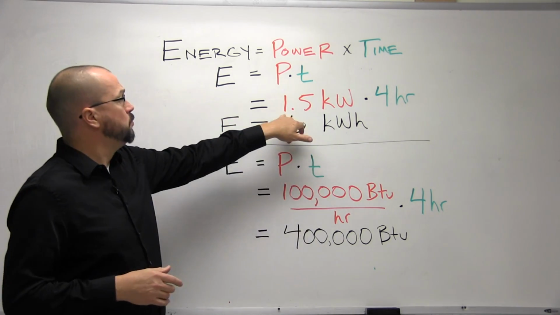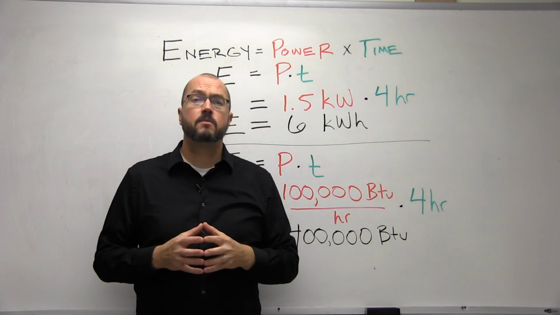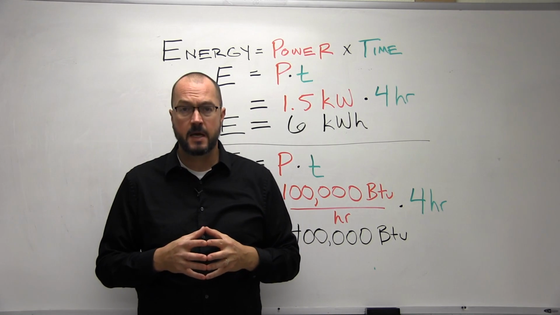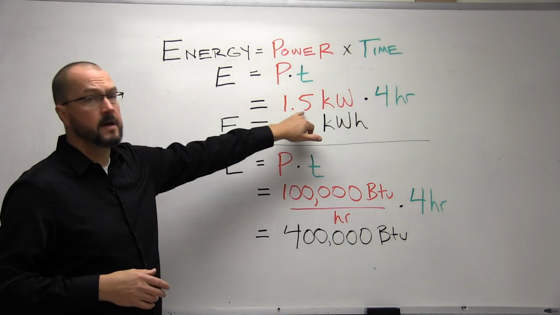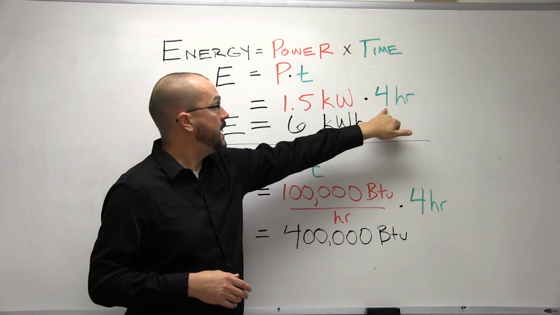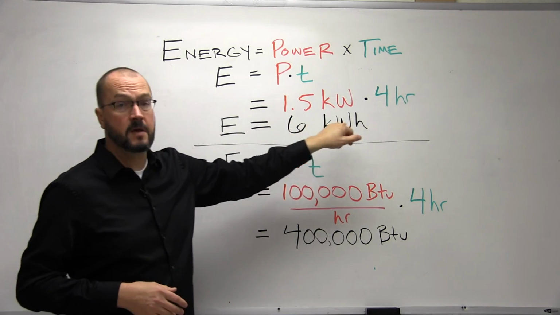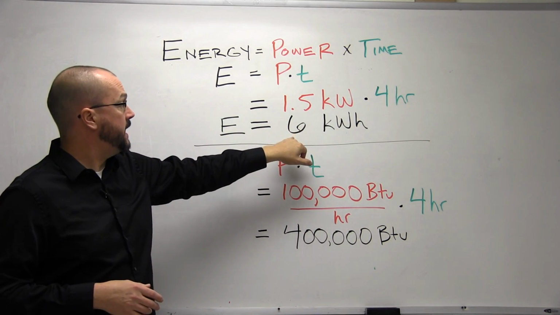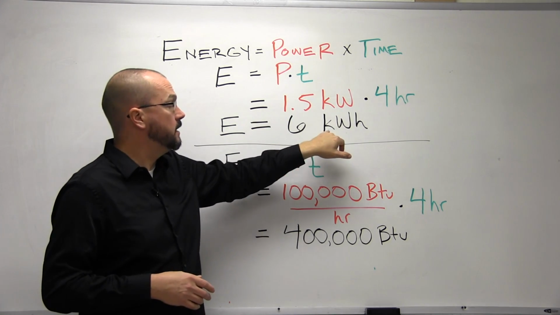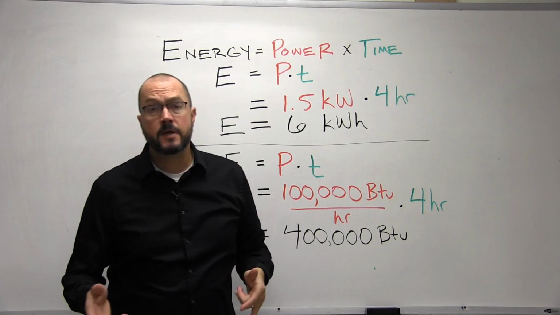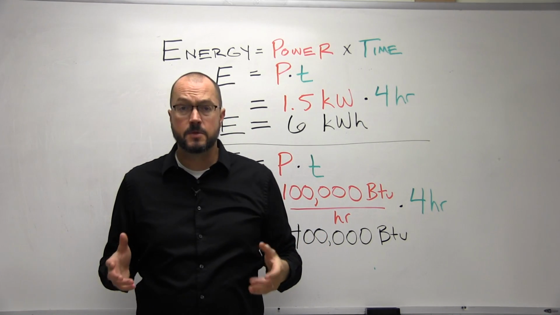So this 1.5 kilowatts is the same thing as 1,500 watts. That's the size of a typical electric heater. So say you take that heater, write down its power in kilowatts, and you run it for 4 hours. 1.5 kilowatts times 4 hours is 6, and kilowatts times hours is kilowatt hours. You need to be able to do this for pretty much anything that consumes electric energy.